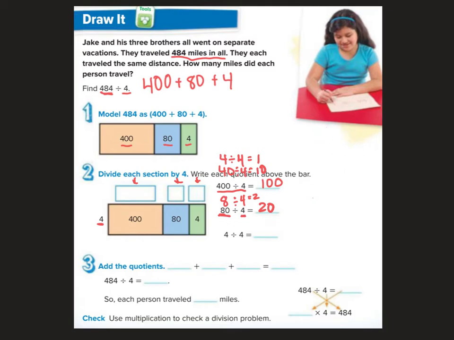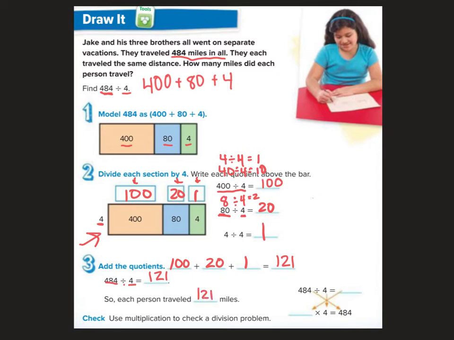And then 4 divided by 4 is 1. So if I was doing the area model here, I'd have 121. If I add all those together, 100 plus 20 plus 1, I would get 121 for my quotient. 484 divided by 4 equals 121. So each person traveled 121 miles.